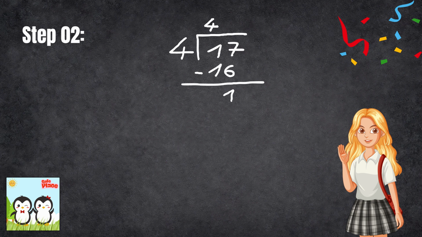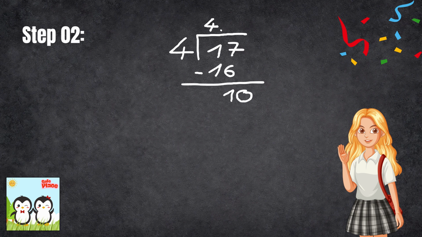Now we have a remainder of 1, but 4 cannot go into 1, and there are no more digits left to bring down. So, what do we do? Since we want our answer in decimal form, we place a decimal point after the 4 in our answer. Then, we add a 0 after the remainder of 1. This turns the 1 into 10, which allows us to keep dividing.